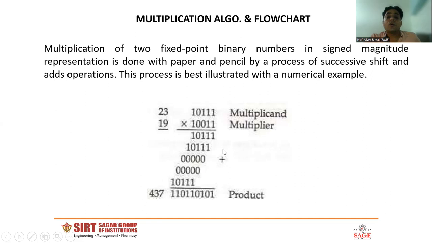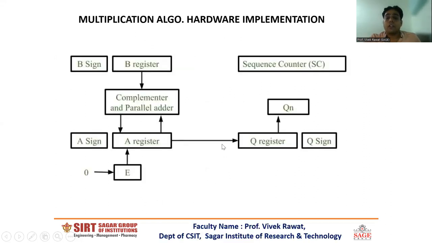But the ALU, which works for this type of calculation, needs a hardware implementation for the whole calculation. So here we have the B register, Q register, and A register, and the sign of B is BS, the A register sign is AS, and the Q register sign is QS. Now, what is E? E is called the extended flip-flop here.